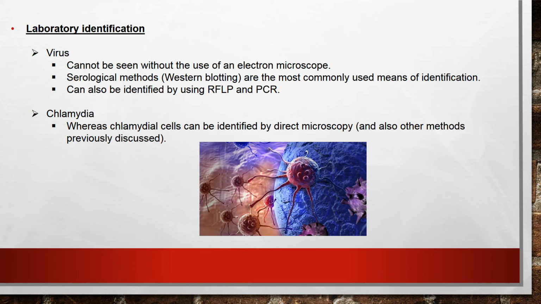Laboratory identification. Virus cannot be seen without the use of an electron microscope. Serological methods like Western blotting are the most commonly used means of identification. Can also be identified by using RFLP and PCR. Chlamydia. Whereas chlamydial cells can be identified by direct microscopy and also other methods previously discussed.